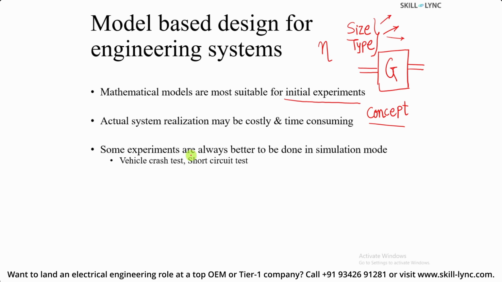And some experiments are always better to be done in a simulation mode, right? For example, a vehicle crash test, right? A vehicle crash test is one such example that you will always like to avoid physically. It's always better to be done in a computer system, right? Because it may be costly, it may be time consuming, and it may result in physical damage, right? So you would like to avoid any physical damage, any usage of energy. You may not want to take any risk, right? It may be a financial risk, or it may be a safety related risk, right?